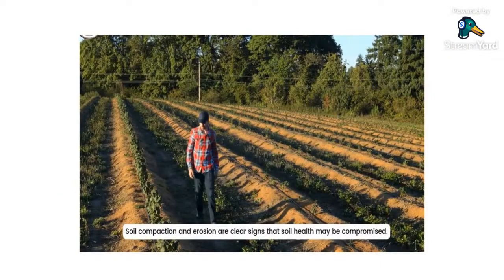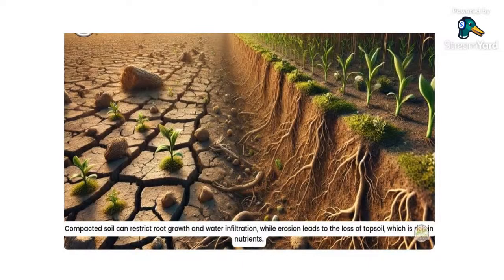Soil compaction and erosion are clear signs that soil health may be compromised because they disrupt the soil's ability to support plant growth and productivity and degrade the environment. Compacted soil restricts root growth and water infiltration, while erosion leads to the loss of most of the topsoil that is rich in nutrients.